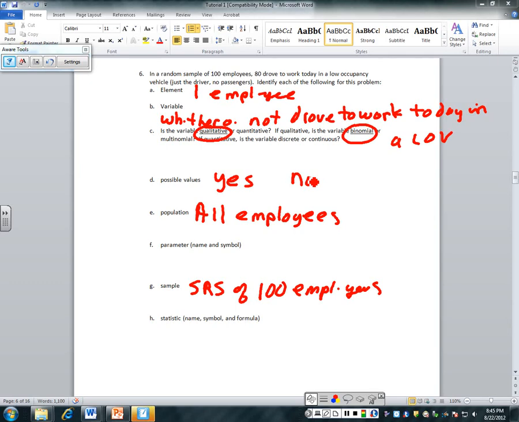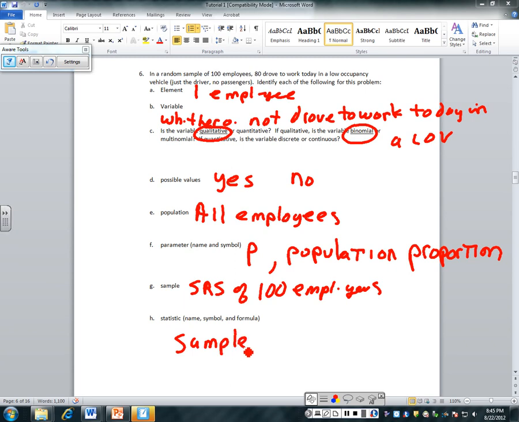The parameter then is P, the population proportion. And the sample proportion, which is P hat, is equal to X over N, where X is the number of yeses, 80, and N is the size of the sample, which is 100. Of course, in this case, I'll just go ahead and write that. It's 80 out of 100, which is 0.8.